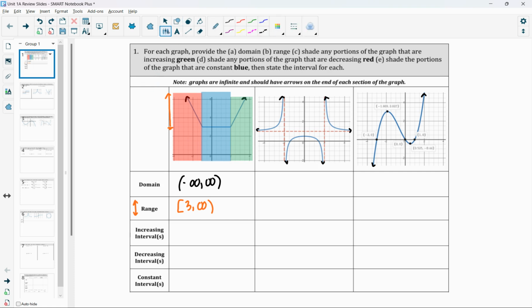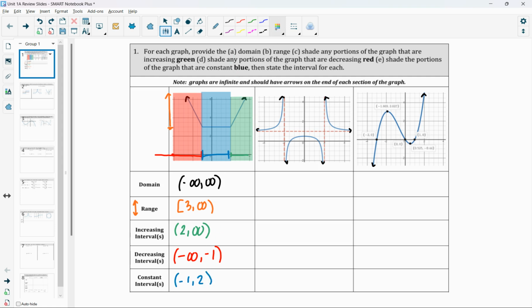If we were to write out the intervals for that, our increasing interval is from this x value on, and this x value is 2. So our increasing interval is 2 to infinity. Our decreasing interval is decreasing from way down here all the way to this value. So all the way to the left is negative infinity, and it's decreasing until -1. And then the constant interval, that middle set of x values from here to here, is -1 to 2.